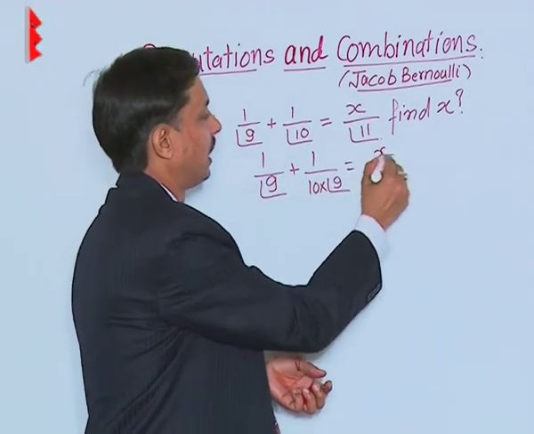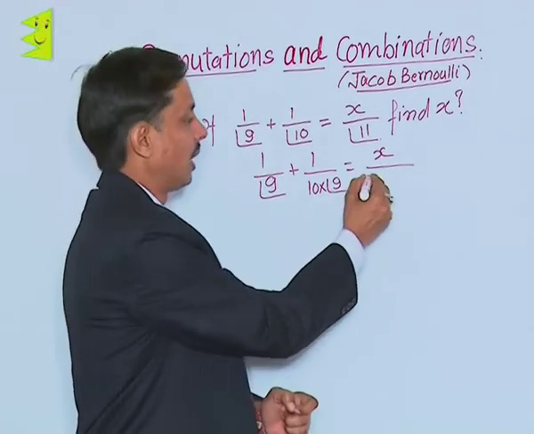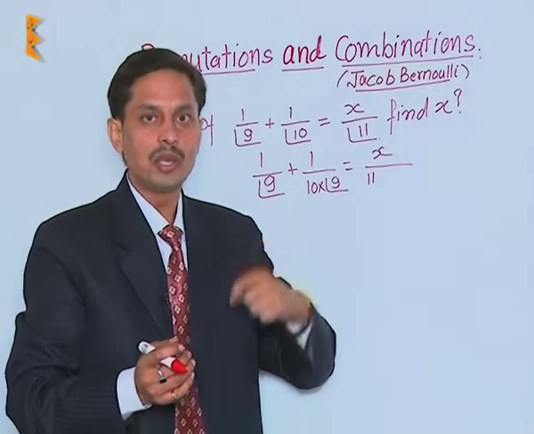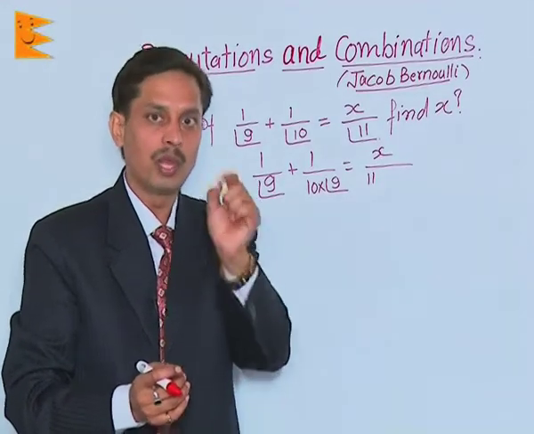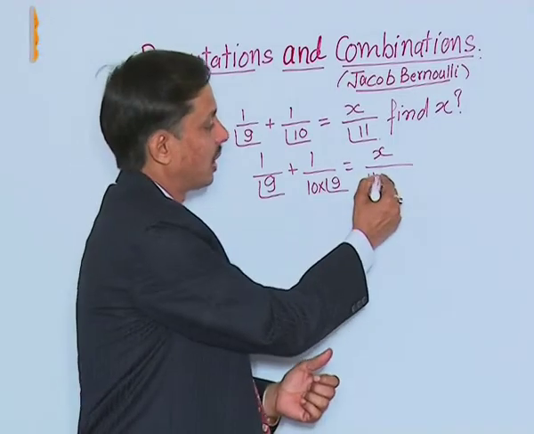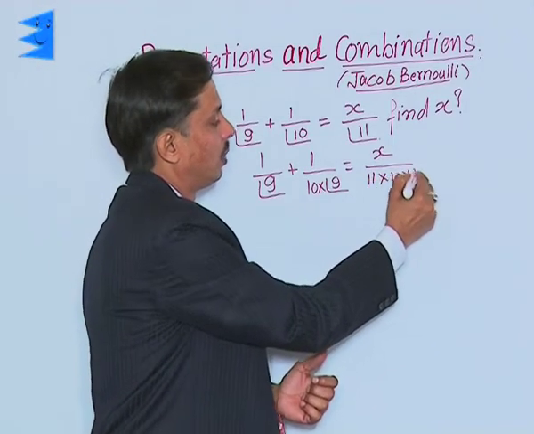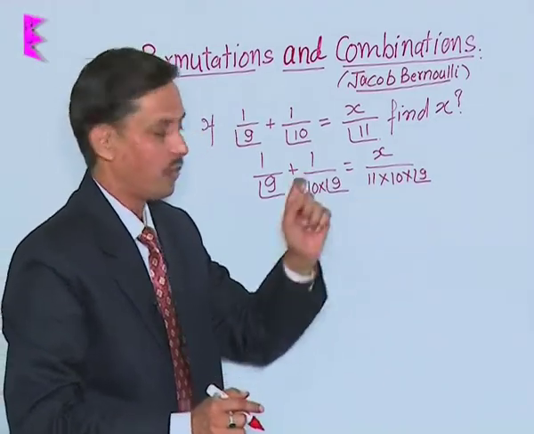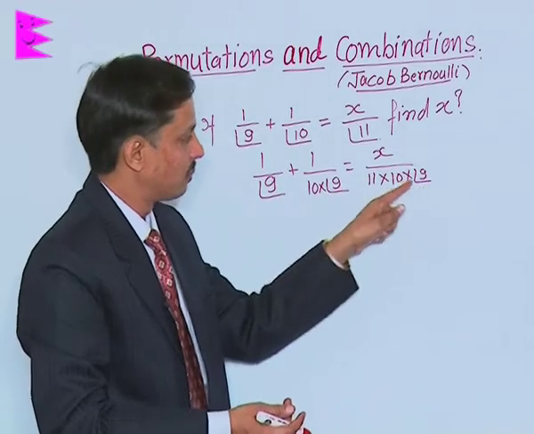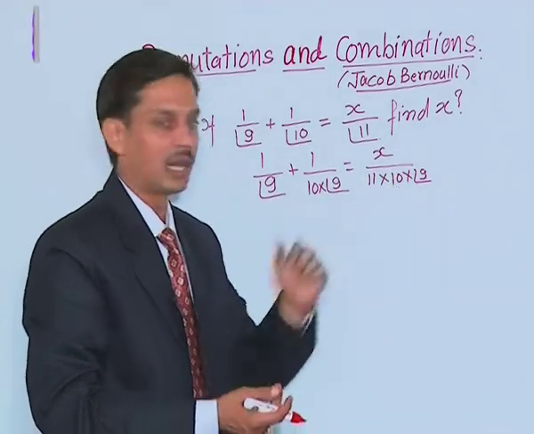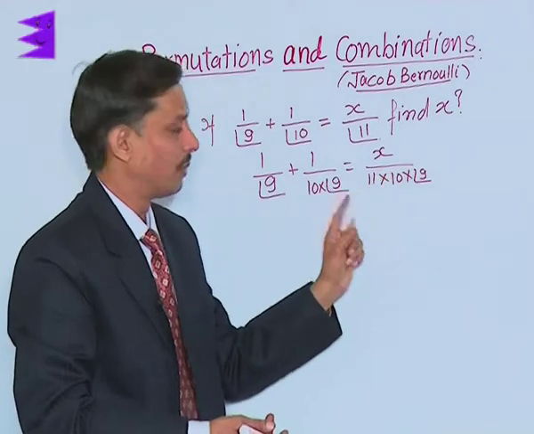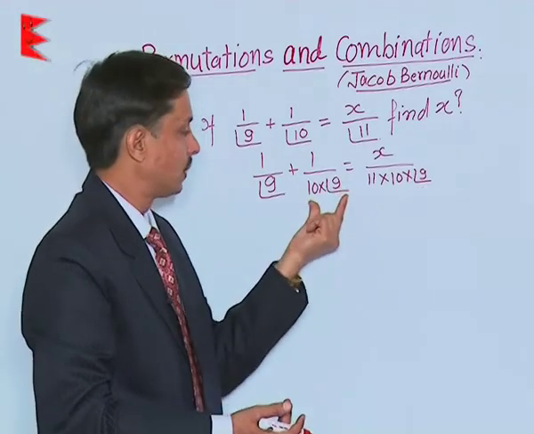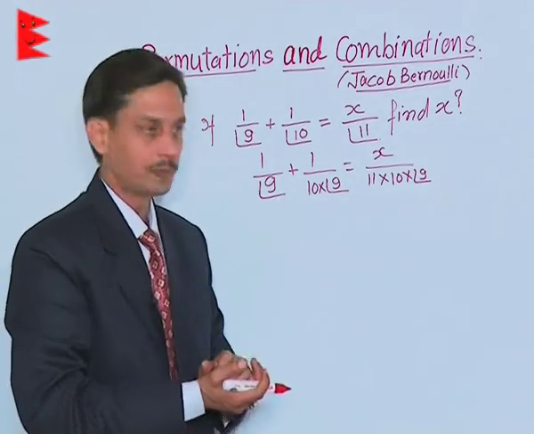Similarly, on the right hand side, factorial 11 can be written as 11 into factorial 10, but factorial 10 still needs to be brought down to the level of factorial 9. So it can be written as 11 into 10 into factorial 9. Factorial 9 is the product of the first 9 natural numbers. When this is multiplied by 10, it becomes factorial 10. When multiplied by 11, it becomes factorial 11. So this value is still factorial 11.